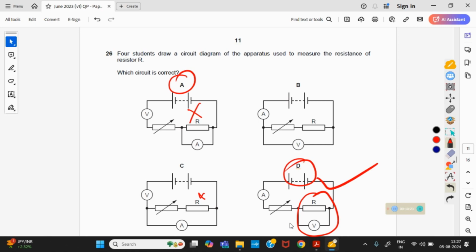This is right. Let's see what is the situation of B. In B also you can see that the voltmeter V is connected parallel, but it is connected not across R, because we want to measure the resistance. So we need to measure the potential difference across resistance only. Now the voltmeter is measuring potential difference across R and across variable resistor. This is a variable resistor, another component in the electric circuit. So option B is also not right. Option D is right.